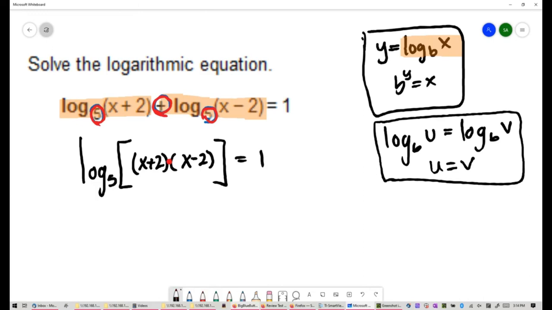So now that I have a single log on the left, I'm going to convert to an exponential. My exponential will have a base of 5. The log always equals the exponent, so it'll have an exponent of 1. And this exponential will equal what's inside the log. So it will equal x plus 2 times x minus 2.